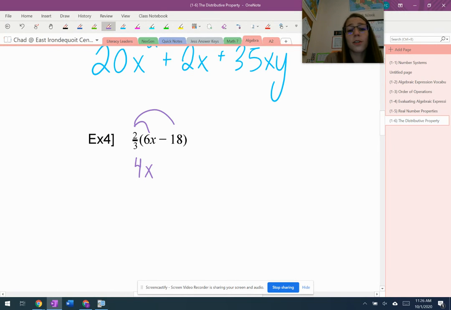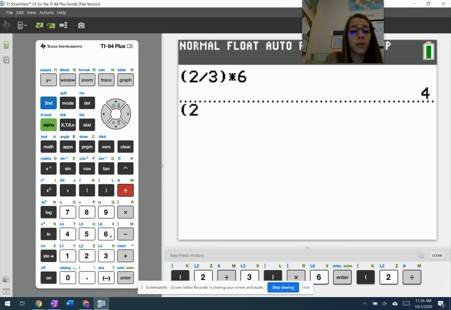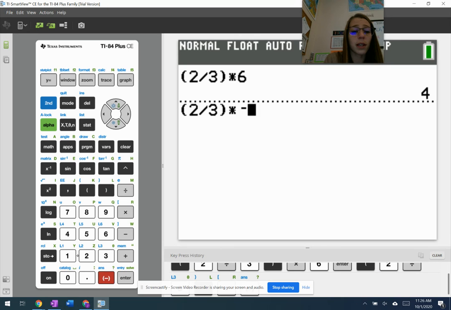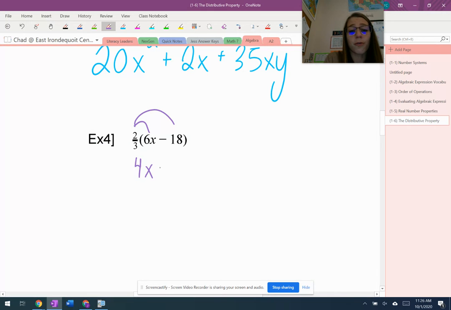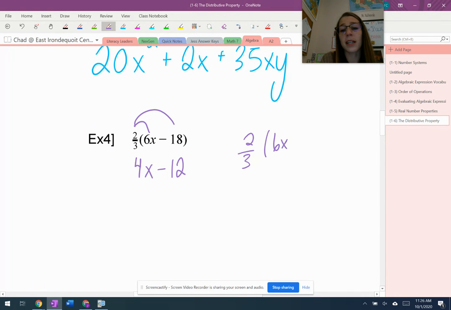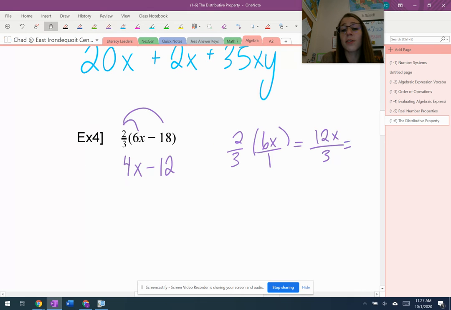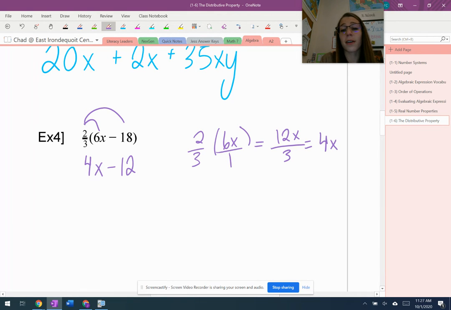So that gives me 4x. 2/3 times negative 18, same process. 2/3 times negative 18 is negative 12. So 4x minus 12. And that makes sense because think about when you've got that 2/3 and you're multiplying it by something like 6x. Turn that into a fraction. 2 times 6x is 12x. 3 times 1 is 3. 12x divided by 3 is 4x.